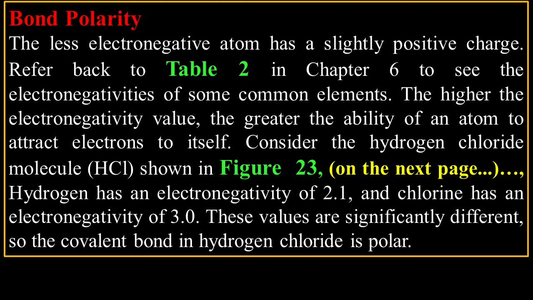The less electronegative atom has a slightly positive charge. Refer back to Table 2 in Chapter 6 to see the electronegativities of some common elements. The higher the electronegativity value, the greater the ability of an atom to attract electrons to itself. Consider the hydrogen chloride molecule HCl, shown in Figure 23 on the next page. Hydrogen has an electronegativity of 2.1 and chlorine 3.0. These values are significantly different, so the covalent bond in hydrogen chloride will be and is polar.